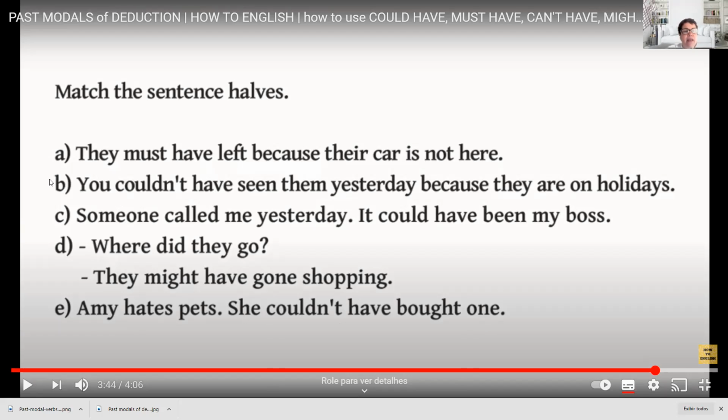And then here in letter B, the same idea. You couldn't have seen them yesterday because they are on holidays. So no way, it's not possible. I don't believe you saw them yesterday. It wasn't them. I'm quite sure they are on holidays. Okay, so that's the idea.